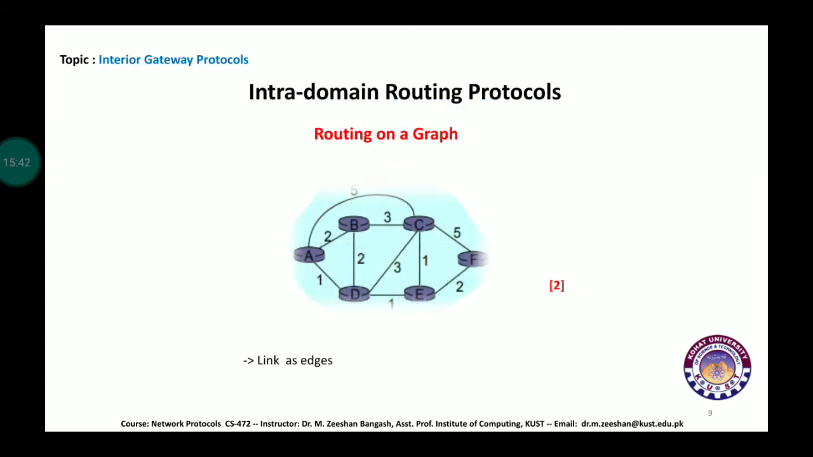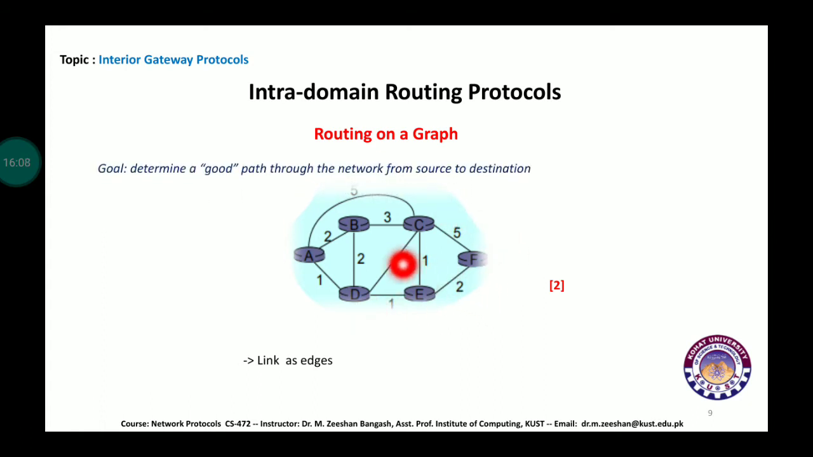Now again, consider this diagram, which is a sort of graph. If we review from our knowledge of data structures, it is basically a weighted graph, or we can call it an internet, in which different nodes or different parts of the networks are connected to each other.